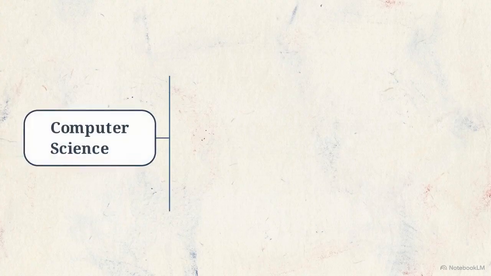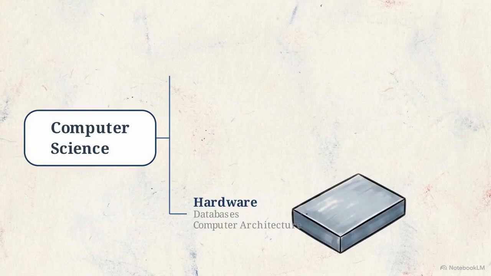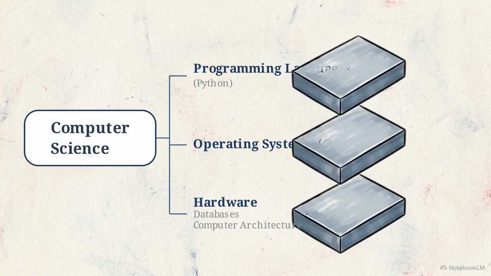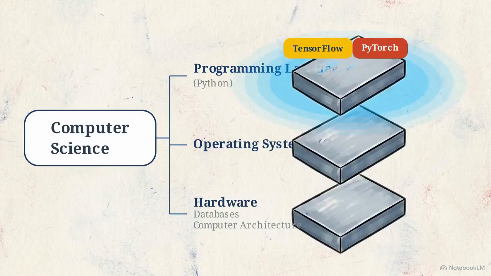To actually execute these theoretical models, we need computer science. This discipline provides the required hardware, databases, and programming languages. It gives us the AI frameworks like TensorFlow and PyTorch in Python to make the algorithms run.